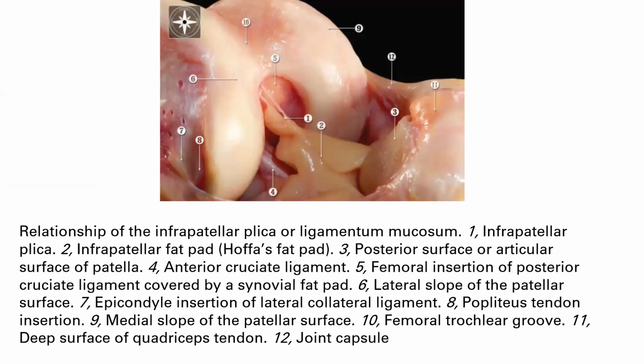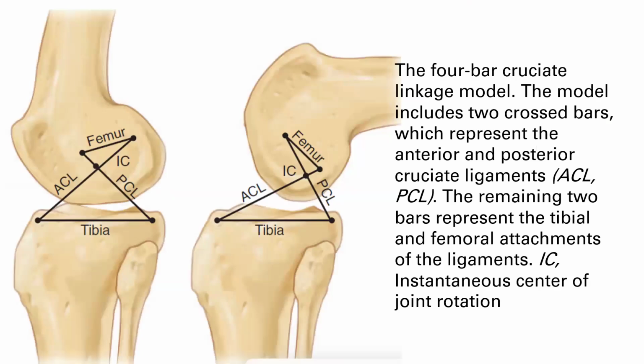When you're doing an arthroscopy, you should distinguish between the ligamentum mucosum and the anterior cruciate ligament. You should know where the fat pad is present. All these structures are essential to know about.